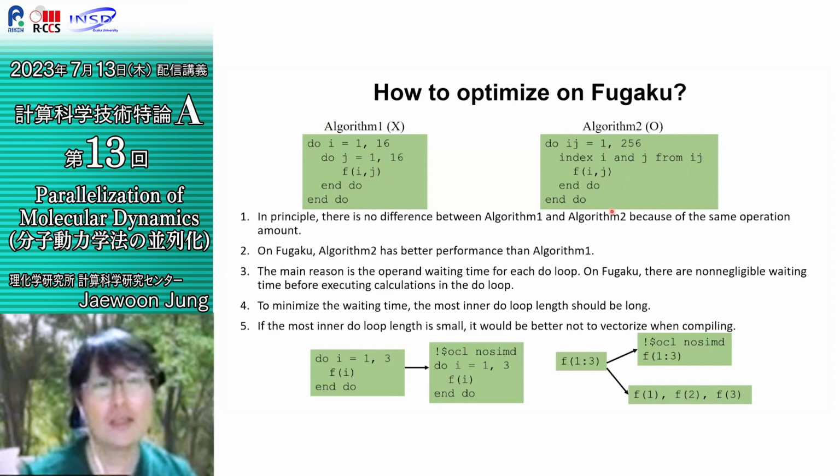We found that the loop lengths of the innermost loops should be as large as possible. Here, the inner loop length is 16, but in this case the length becomes 256. By making use of SIMD more efficiently, we can obtain much better performance by increasing the length of this loop. We also found that if the loop is very small, then it's better not to apply SIMD.